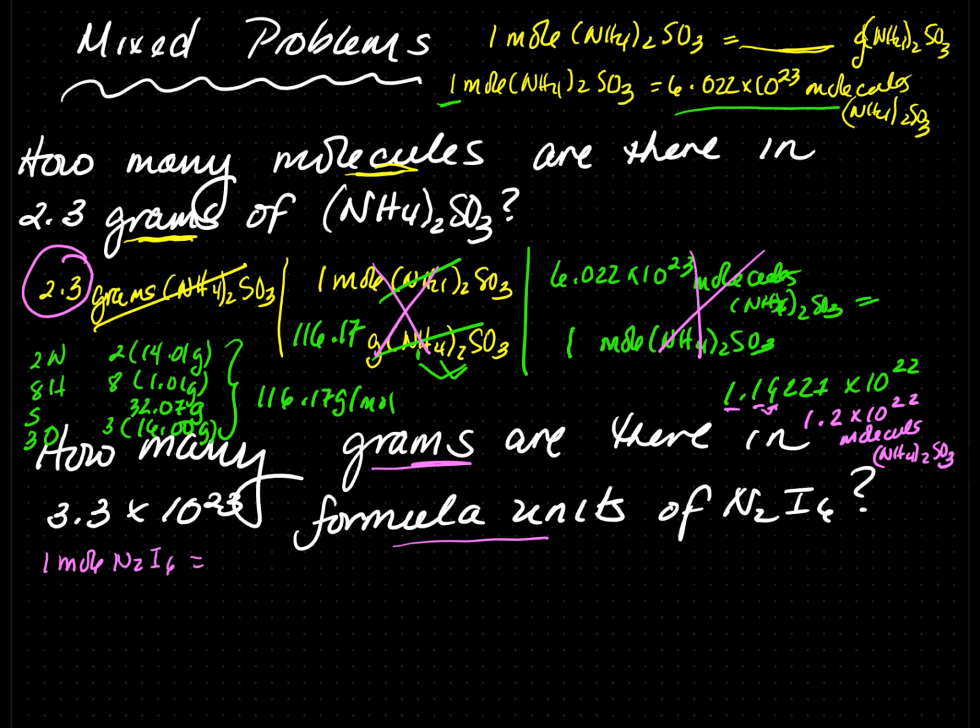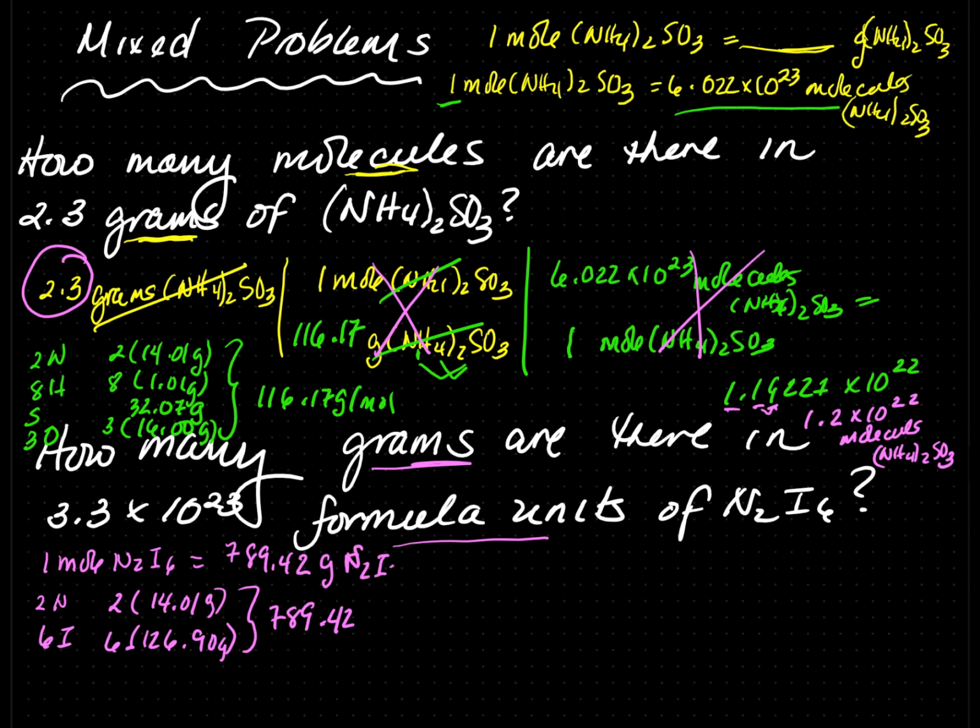So we have 2 nitrogens, 6 iodines. So that's 2 times 14.01 grams. Iodine, there's 6 of them, is 126.90 grams. If you do the math correctly, you get 789.42. So the molar mass is 789.42 grams of N2I6.